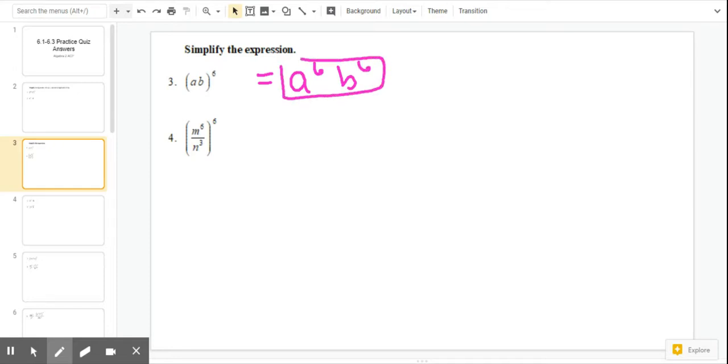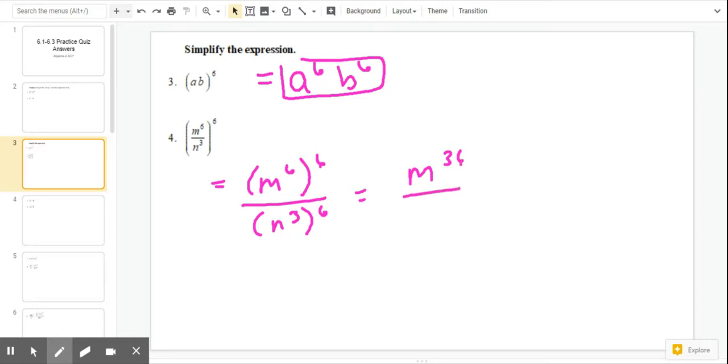All right, so this one, taking it step by step. So in the numerator, we're going to have m to the 6th to the 6th. And then in the denominator, we have n cubed to the 6th. So I'm just distributing this 6 on the outside to the numerator and the denominator. Then we have a power of a power. So we have m to the 36th power over n. Again, we have a power of a power, so we multiply, n to the 18th. And then you stop there.